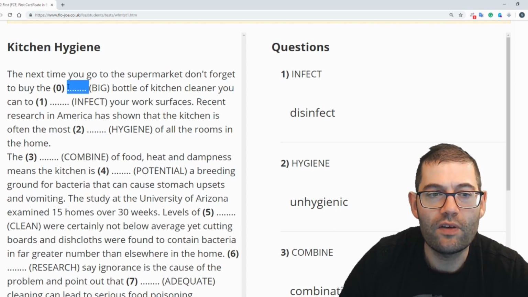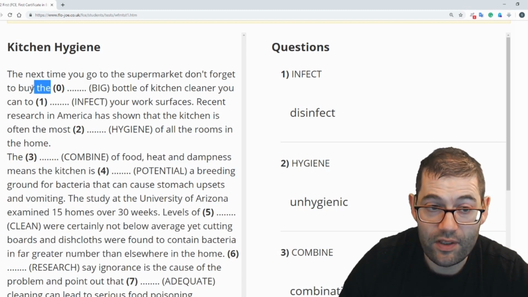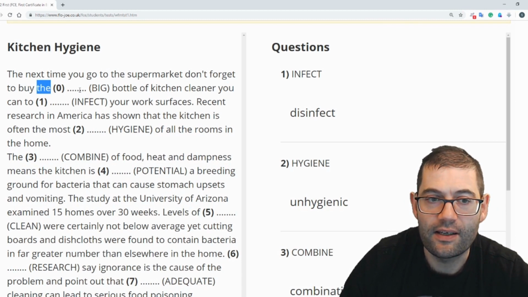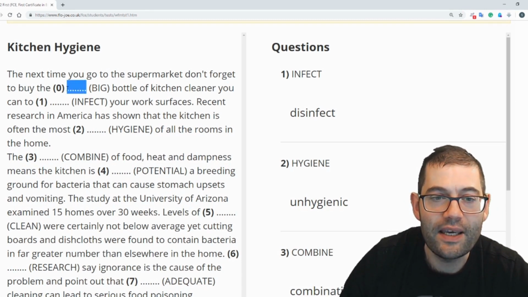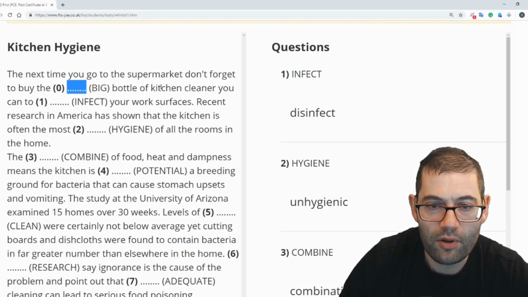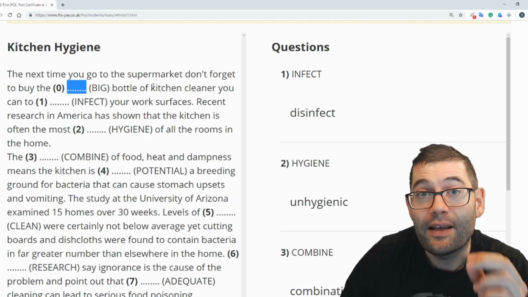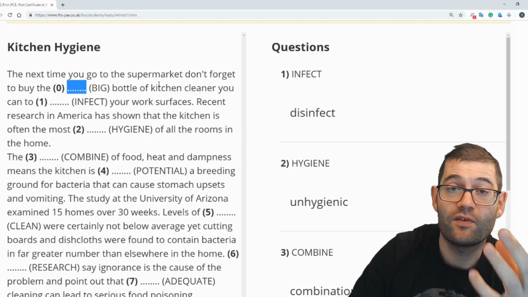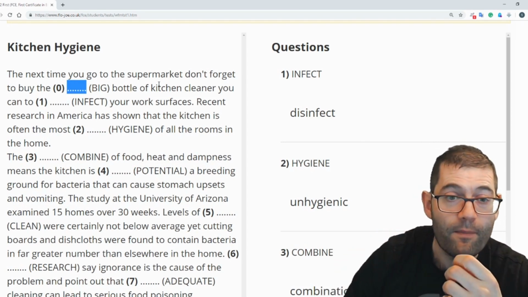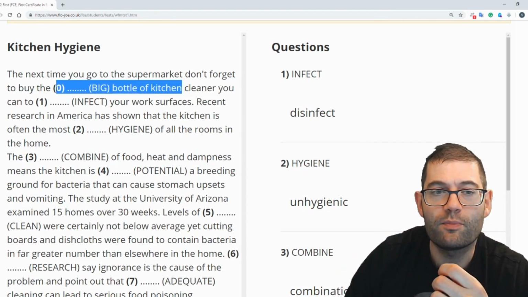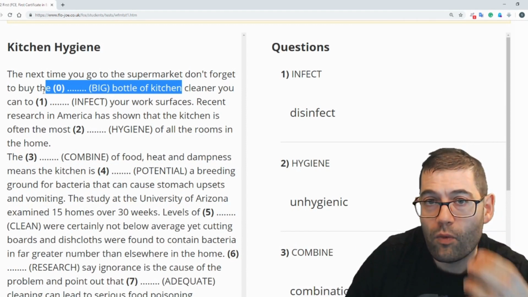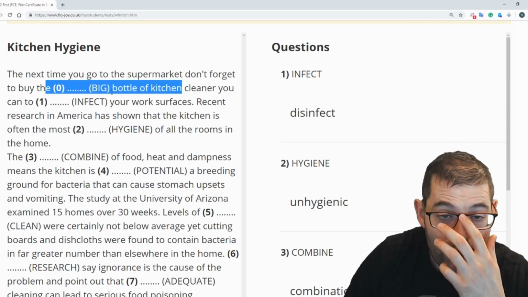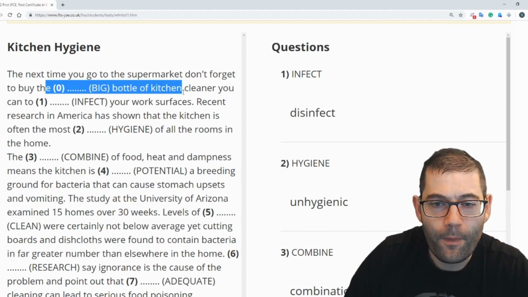Of course, when we've got a superlative, we have to use an article. That article has to be there. We can't say bigger in this case. Buy the bigger bottle of kitchen cleaner. You can if there is a contrast, because you're comparing. Comparatives are used to compare one thing with another. And here, there's nothing to compare it against. We're just talking about one bottle of kitchen cleaner. So here, we need to use the superlative.